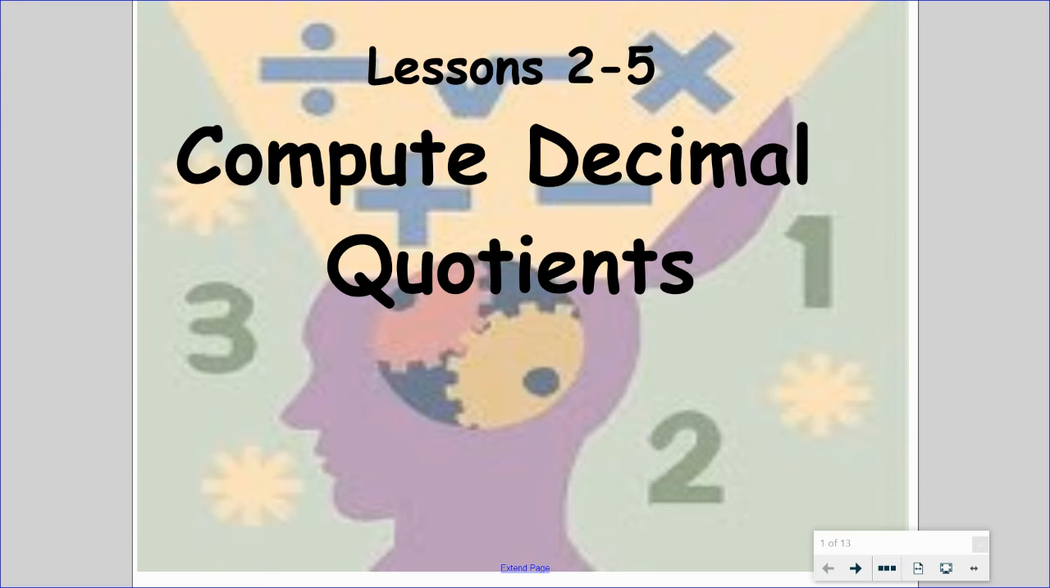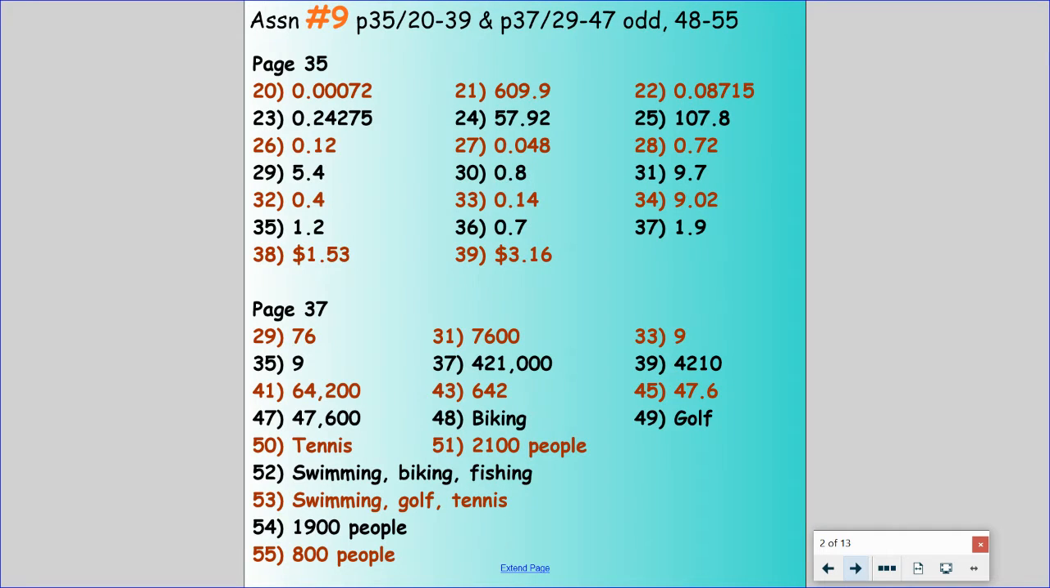To Lesson 5, Compute Decimal Quotients. Let's dive in, shall we? First things first, pause your video, check your answers from the previous assignment, whatever that might have been, page 35, page 37. Come on back when you're ready.